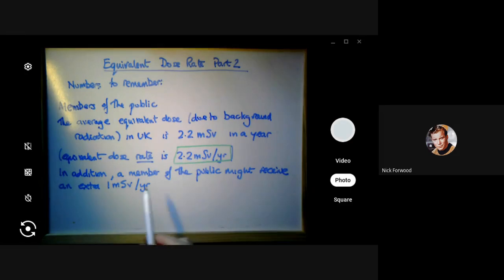If you go and have some x-rays, dental x-rays, hospital x-rays, add an extra 1 millisievert. But somebody who works in the radiation industry, and by people who work in the industry, I mean people who work in power stations, for instance. If you're doing research work in a university or a lab, and your specific job says you shall use radiation, then this number isn't 2.2, it's much bigger, and in fact it's 20 millisieverts. So the last figure of the three for a radiation worker.